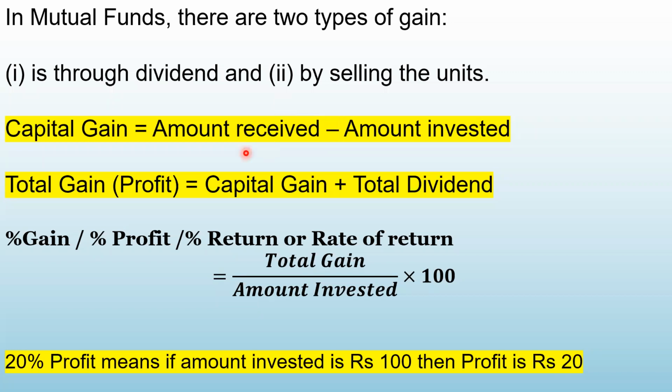तो अमाउंट रिसीव, कितना अमाउंट रिसीव हुआ, उसमें से कितना अमाउंट आपने लगाया था वो अगर आप सबट्रैक्ट कर दोगे तो आपको गेन मिल जाएगा, लेकिन अगर डिविडेंड भी मिला है तो that will also come in the gain. ओके, अगर नहीं मिला है डिविडेंड, तो only capital gain is your total. Then percentage gain, as I told you, it is calculated on the amount invested. So it is total gain divided by amount invested. It is that simple. Now let us solve the problems.